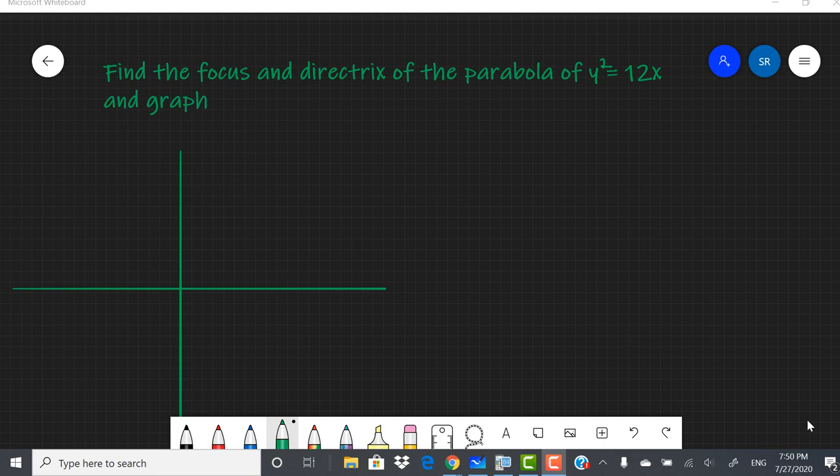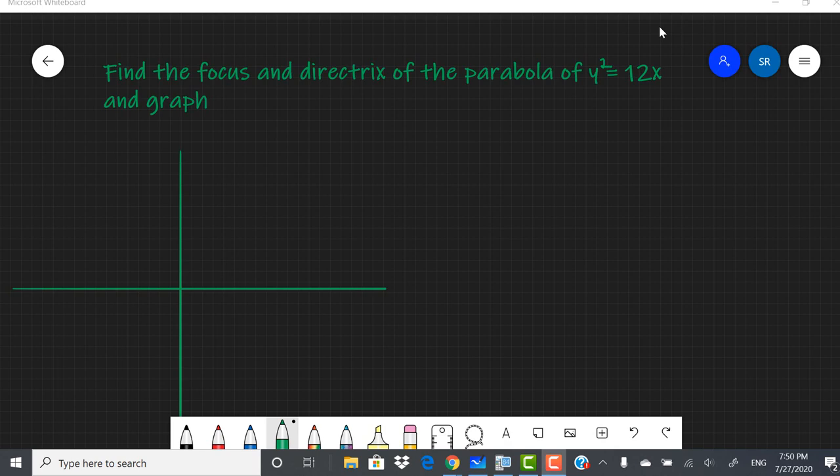Okay, in this video, I'm going to show you how to find the focus and the directrix of the parabola y squared equals 12x, and then I'm going to graph it. So this is going to be centered at the origin. That's what we're doing in the first section, and then we translate it in the second section. I'm sure you guys are experts on that now, as we did with ellipses, hyperbolas, and now we're going to do parabolas.